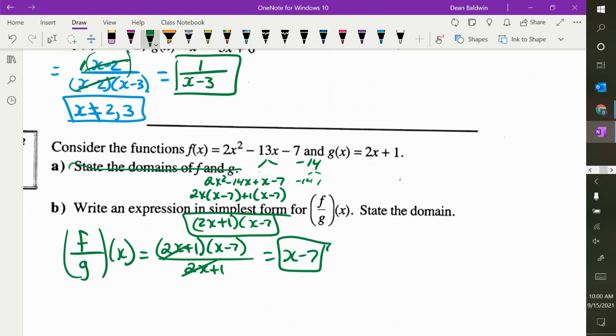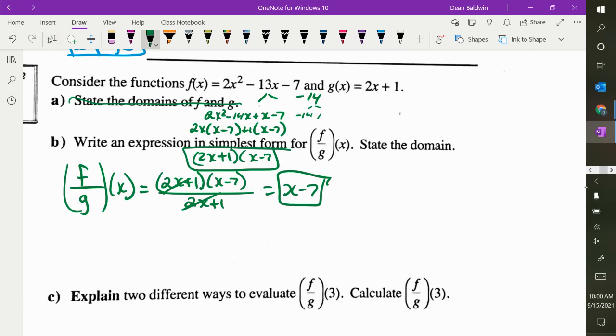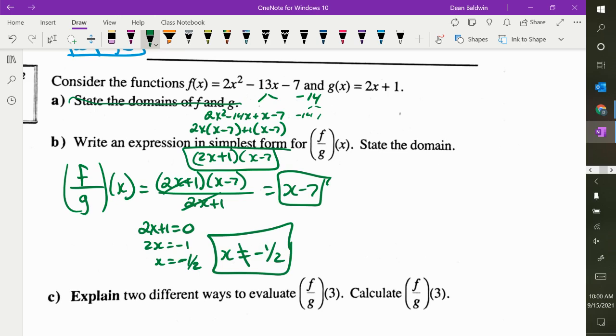Now, even though the denominator cancels, you still have to include it for a domain restriction. So, what makes the denominator equal to 0? There you go. If you don't see that, you just go 2x plus 1 has to equal 0. 2x is equal to negative 1, so x is equal to negative a half. Okay? So your domain restriction is x cannot equal negative 1/2.